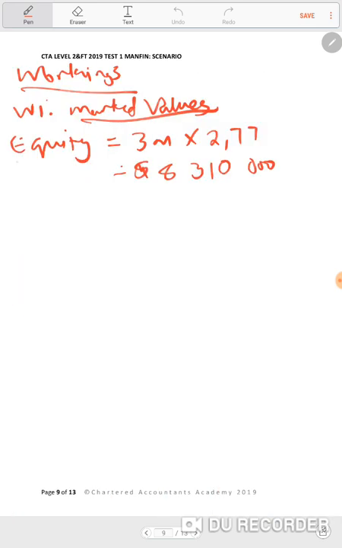So we have our working, we've dealt with equity. Now we are on debentures. Most of you did the IRR formula, but I don't know what you're looking for. If you're looking for PV, it's simple. You're just going to use a calculator.